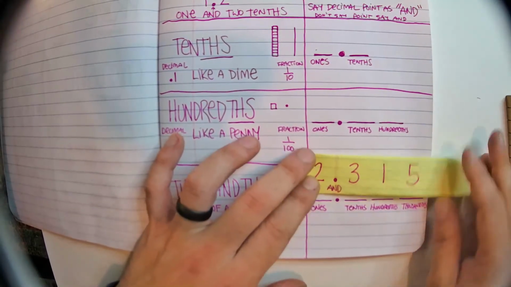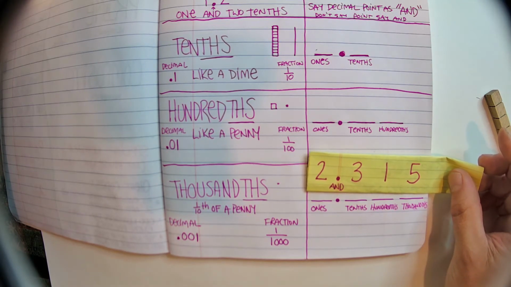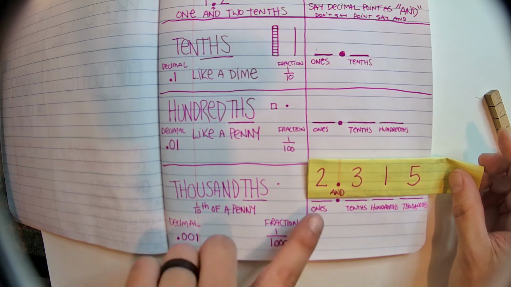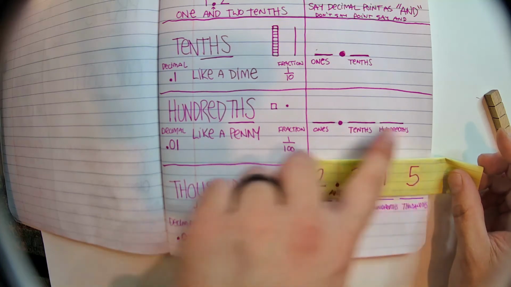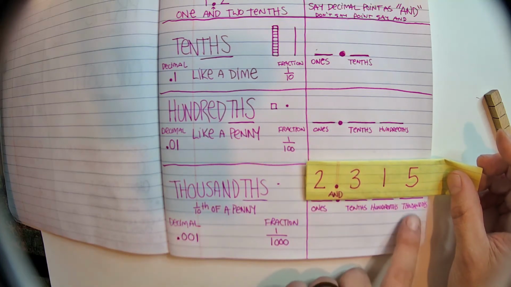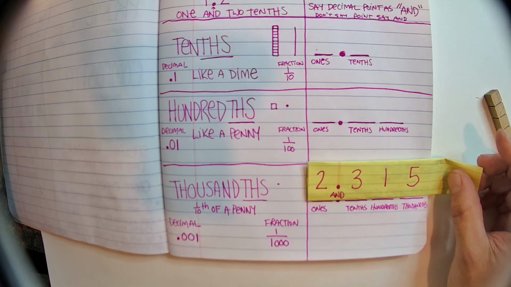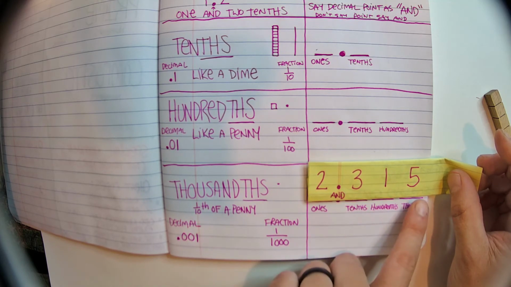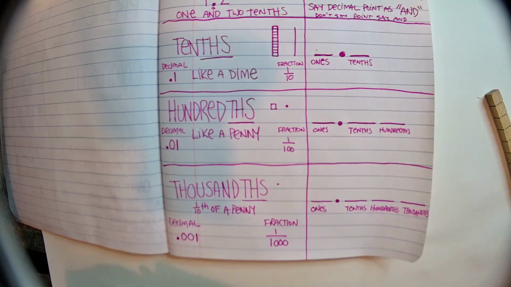So if we were going to read this number right here, how would we read this number? I want you to try it. So remember, you read the whole number and with the decimal point, the entire decimal number, and then the smallest decimal place value. All right, so if we were going to read this number, it would be 2 and 315 thousandths.